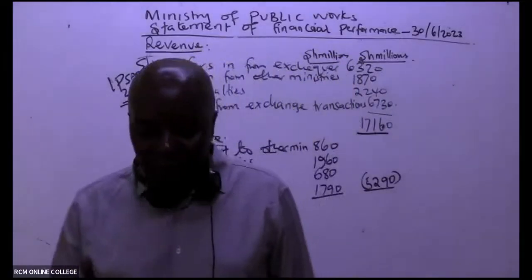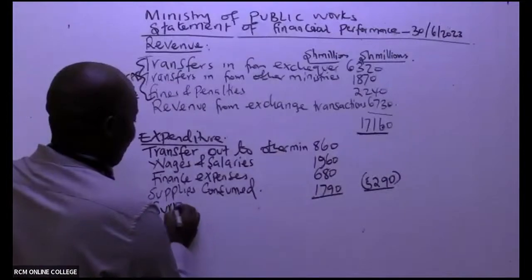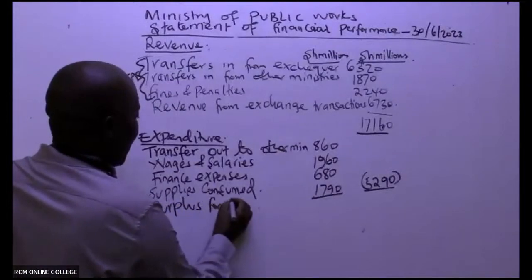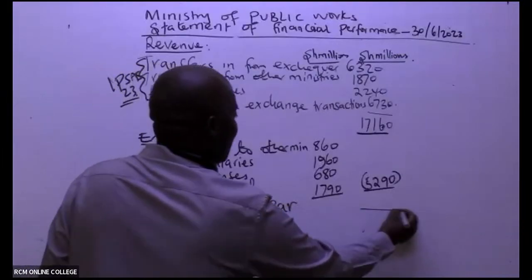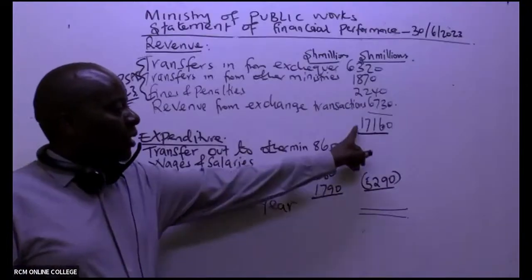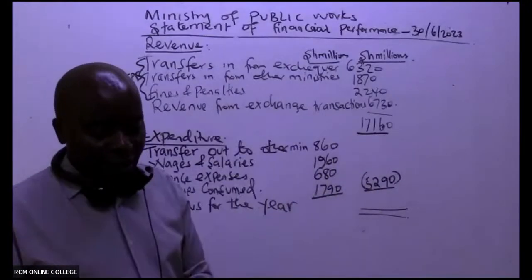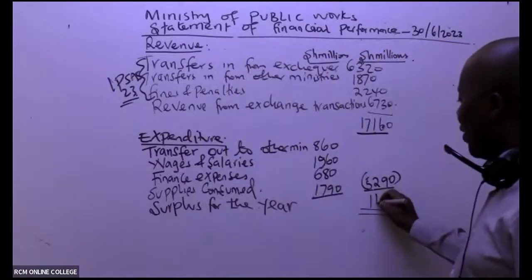So basically we have here surplus for the year. How much are we getting as surplus for the year? This minus that. 11,870. This is really very good.